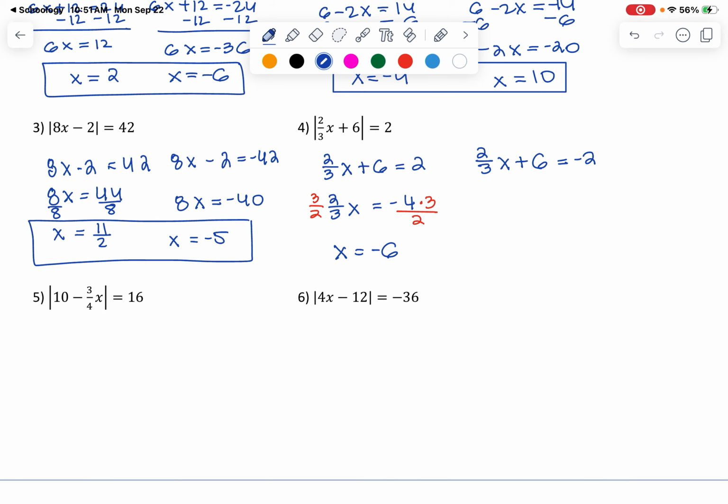Over here, subtract 6 from both sides. 2/3 x is equal to negative 8. And then multiplying by the reciprocal, multiply by 3, divide by 2. And we have x equals negative 12. So there's your 2 solutions there.